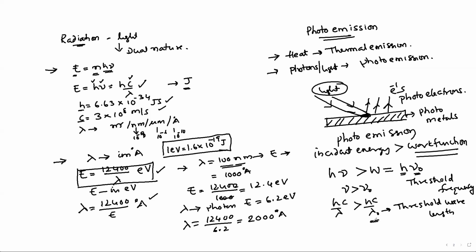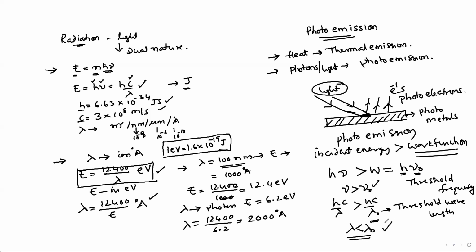This lambda naught, threshold wavelength, is the maximum wavelength up to which electrons are emitted. This is the minimum frequency above which electrons will be emitted. This is the maximum wavelength up to which the electrons will be emitted. The incident wavelength should be less compared to the threshold wavelength, then only the electrons are emitted.